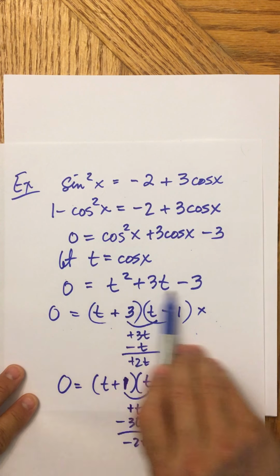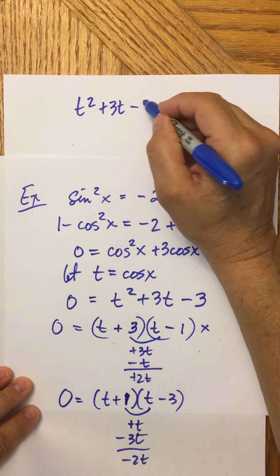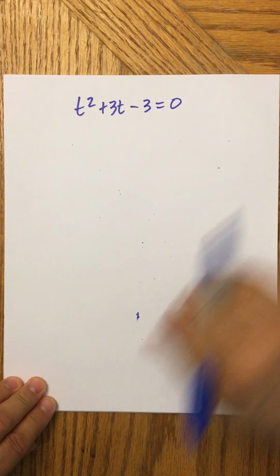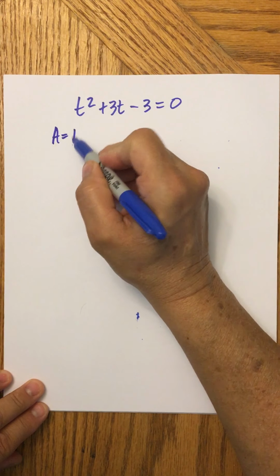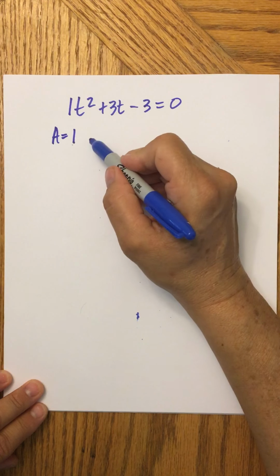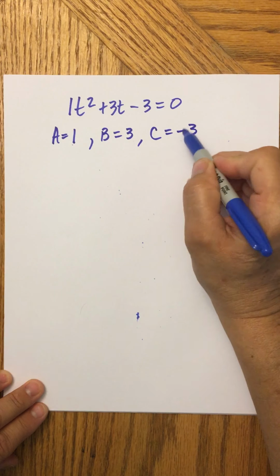So let me rewrite this. T squared plus 3t minus 3 equals 0. So we're going to apply the quadratic formula to that. And so we're going to have a is equal to 1, because it's 1t squared. B is equal to 3. And c is equal to -3.